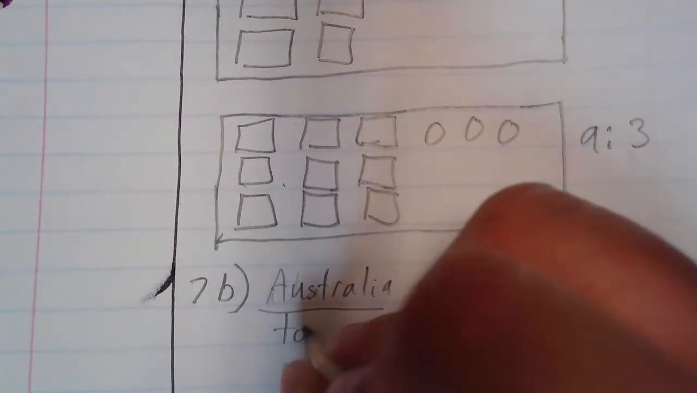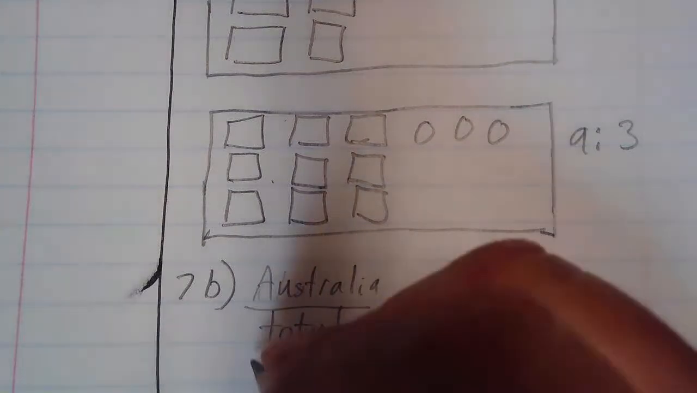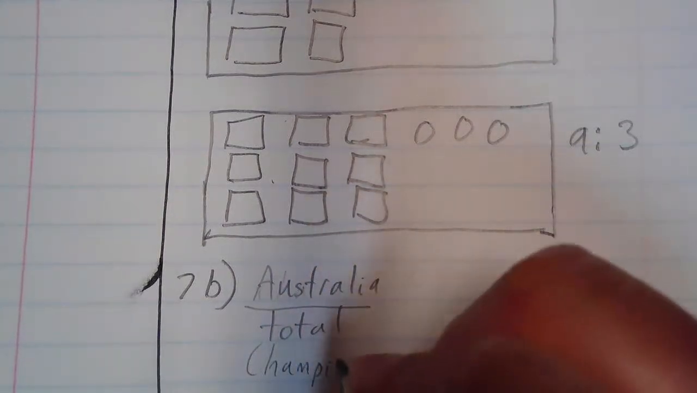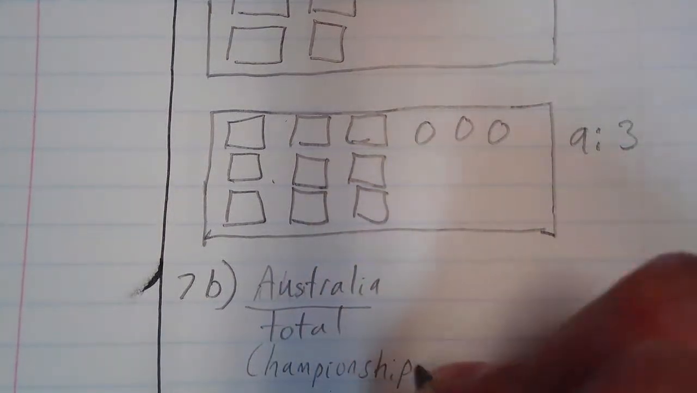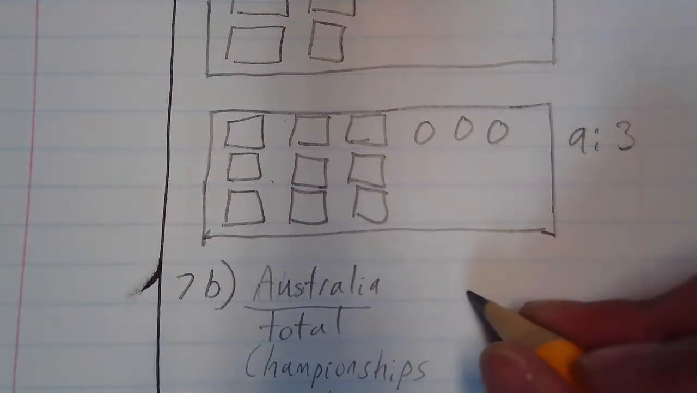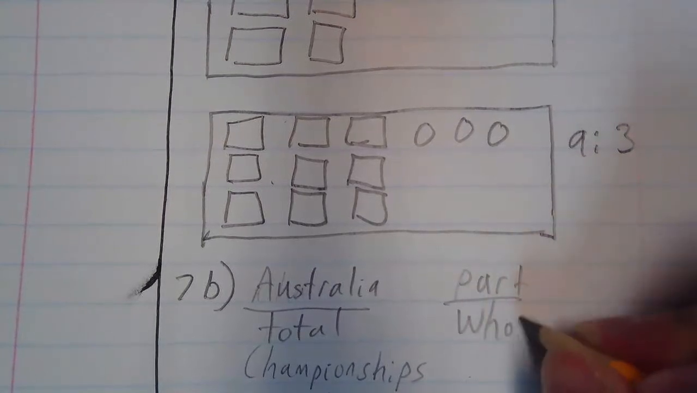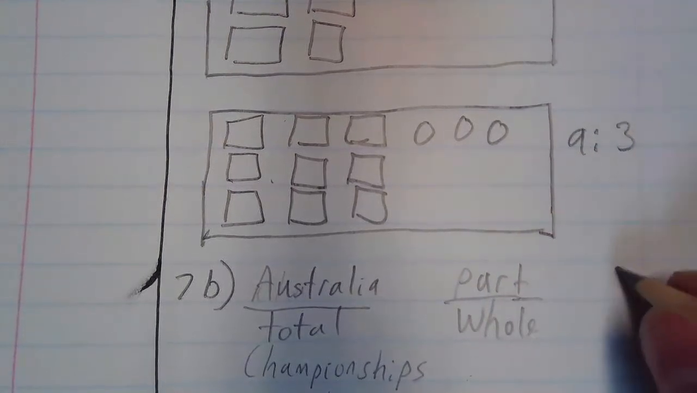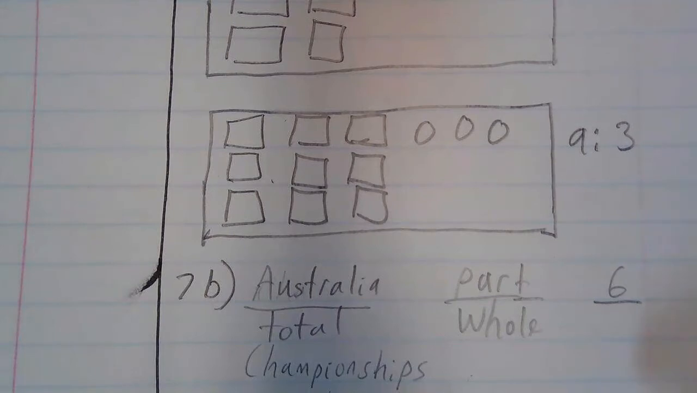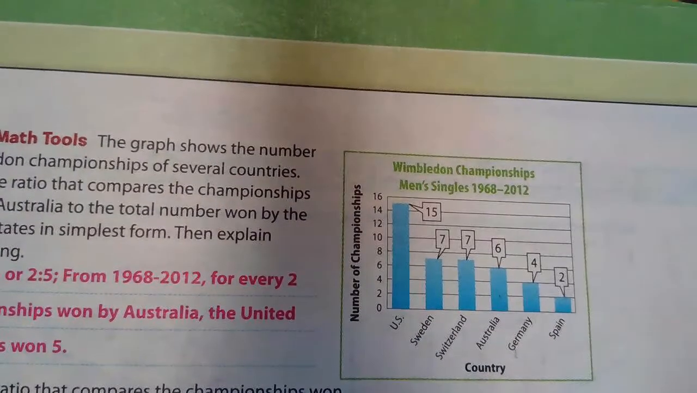Australia to total. Now, if you're not comfortable with that, you want to write total championships. Let's just do that. Why am I being lazy, right? I'm saying don't be lazy. Here I am not wanting to write one word. All right, total championships. Okay, we know Australia won 6. Oh, by the way, this is a part to whole, right? Australia won 6. Now, how many championships is it total? Oh boy. Okay. Bear with me.